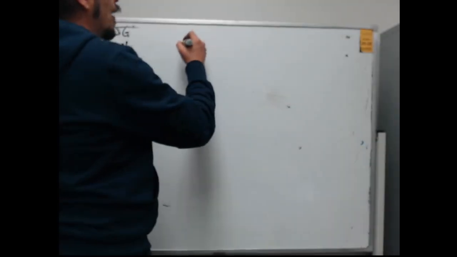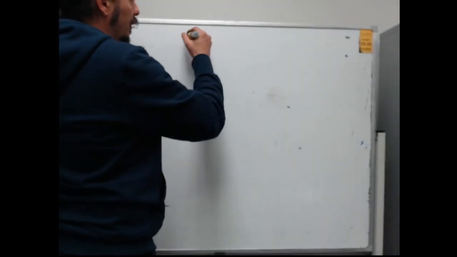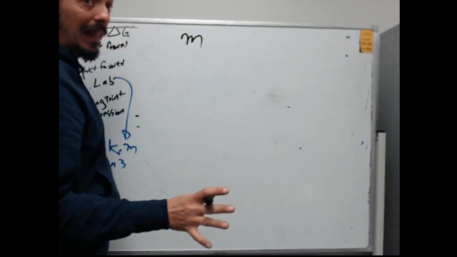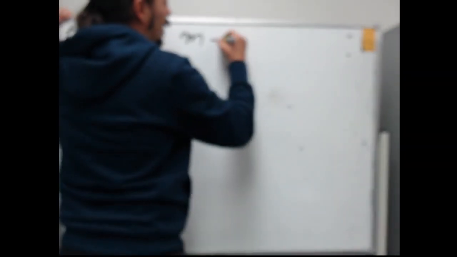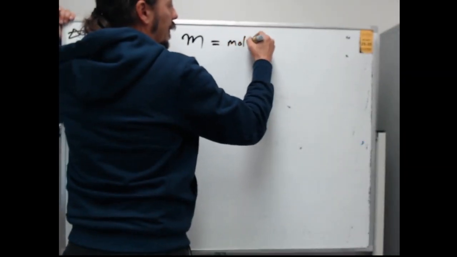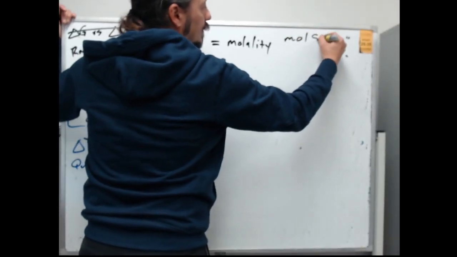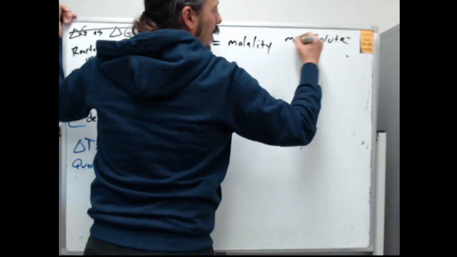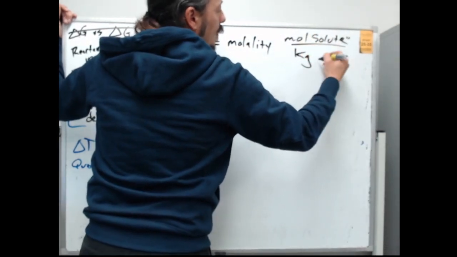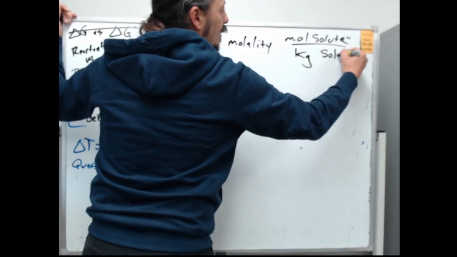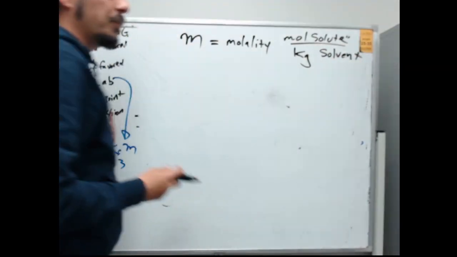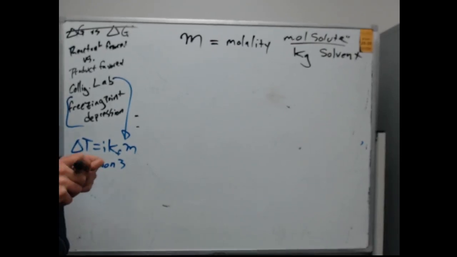And so to figure that out, we use two different variables. We use this idea of molality, which is moles of solute per kilogram of solvent. Slight switch from our idea of molarity because we don't want to use volume because volume changes with temperature.